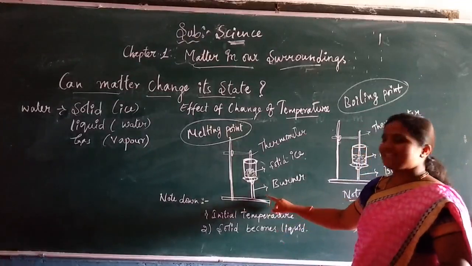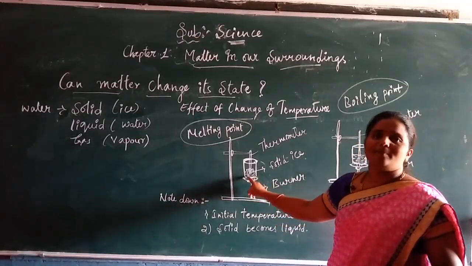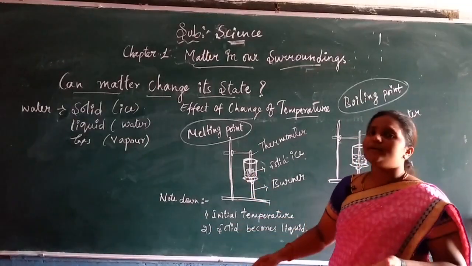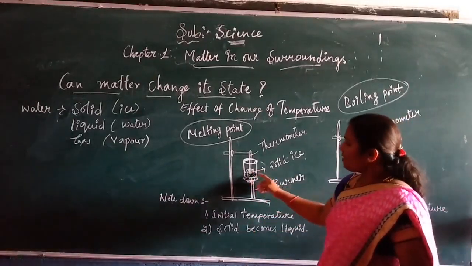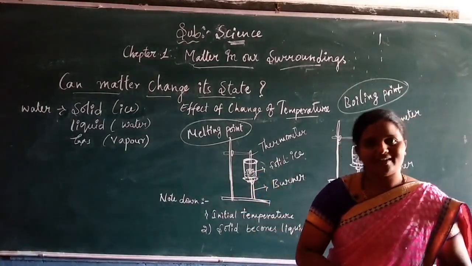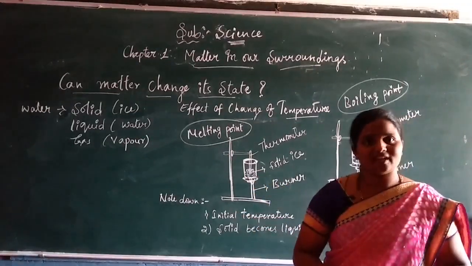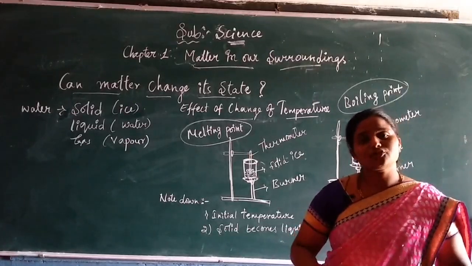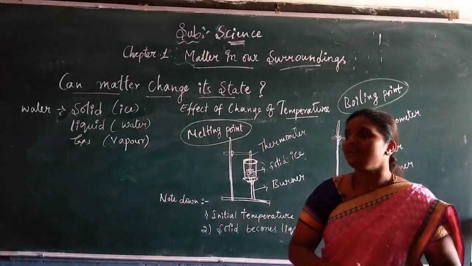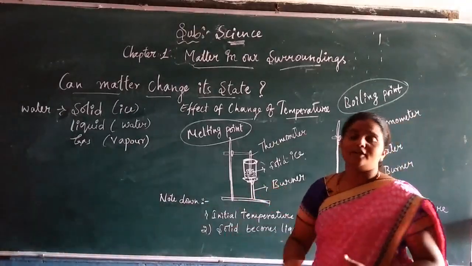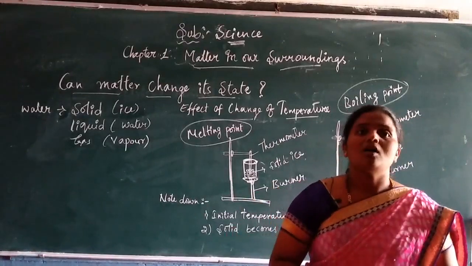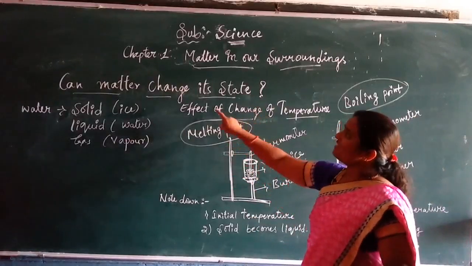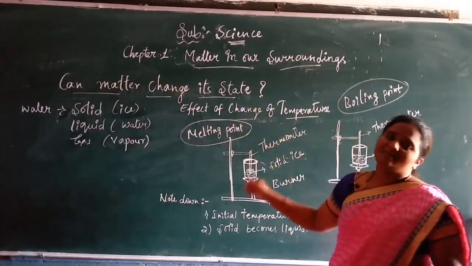Then, in the next step, we have to supply heat to the beaker. What happens? The temperature increases. Due to the increase in temperature, the solid starts converting into liquid. Isn't it, children? Due to the application of heat, the solid changes its state from ice, that is solid ice, to liquid water. This can be called matter changing its state due to change in the temperature.